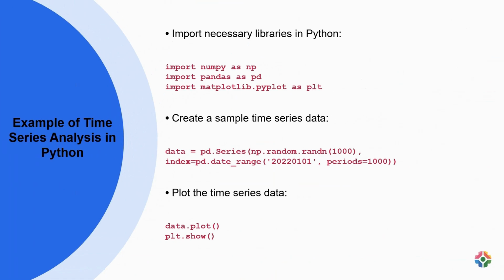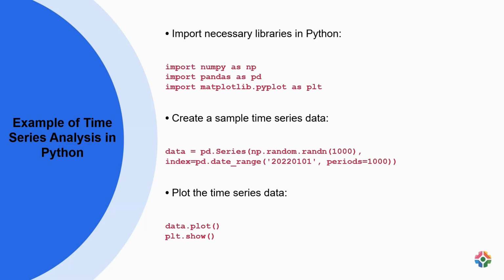To work with time series data in Python, start by importing essential libraries, NumPy, Pandas, and Matplotlib.pyplot. This step allows for array operations, data manipulation, and plotting functionalities. Generate sample time series data by creating a Pandas series with random values indexed by date using pd.Series and np.random.randn. This action creates a time series data structure with 1,000 data points.